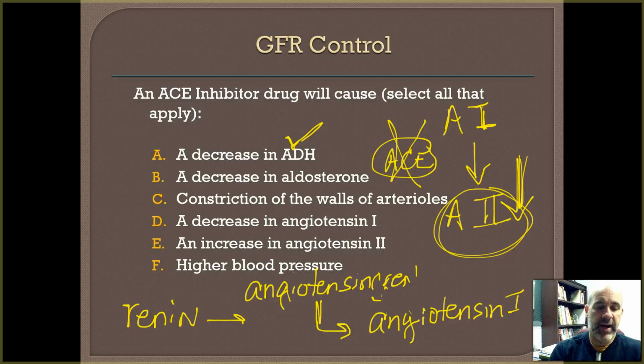Would you have a decrease in aldosterone? Yep. Hopefully you're thinking yes on that, because angiotensin 2 tells the adrenal cortex to secrete more aldosterone. So if you have less of that, you're going to have less aldosterone. Constriction of the walls of the arterioles. We'll say no on that. Angiotensin 2 is one of the things that triggers the walls of your arterioles to constrict. Remember, that helps increase peripheral resistance, which helps increase your blood pressure, and we don't want that to happen.